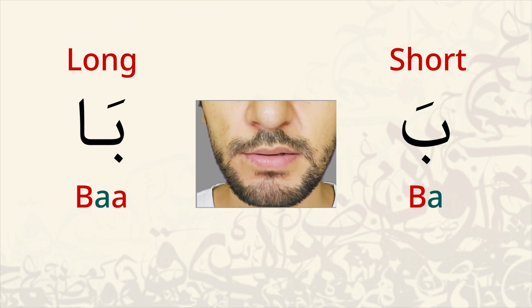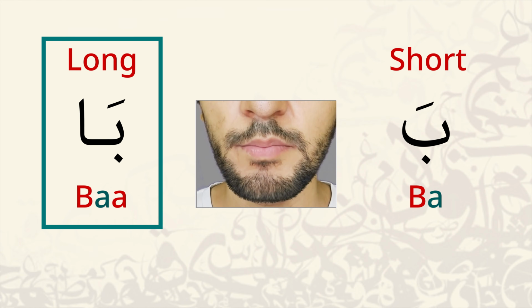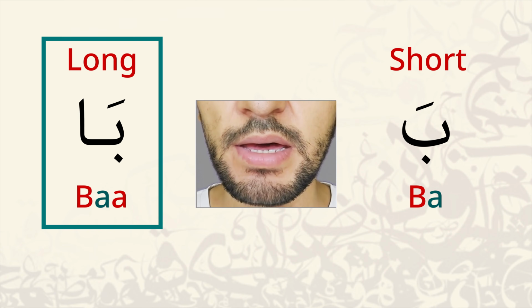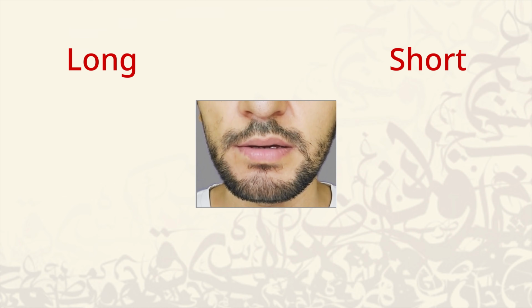I need you to focus on the difference between the short and the long vowels of this letter. The long vowel is almost twice the length of the short vowel. Let's try elongation with Waw. Here is the same letter, Ba, but this time I will label it with Dhamma. On the other hand, I will add the letter Waw.